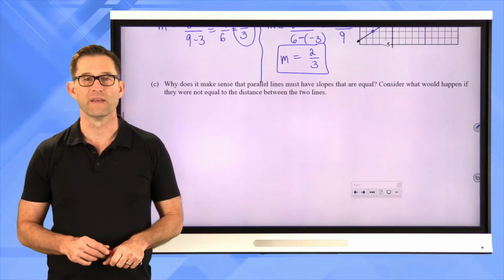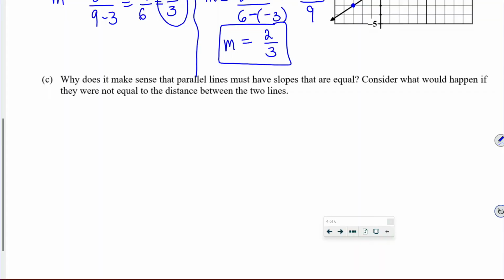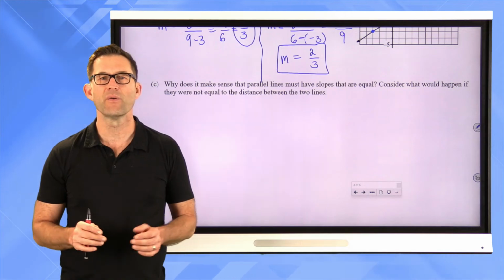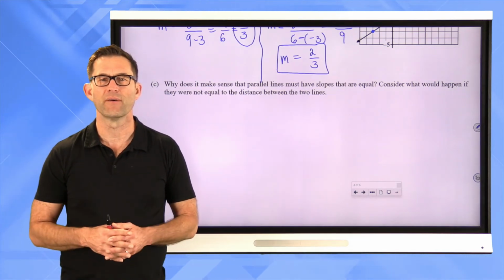Let's take a look at letter C. Why does it make sense that parallel lines must have slopes that are equal? Consider what would happen if they were not equal to the distance between the two lines. So pause the video now and see if you can figure that out.